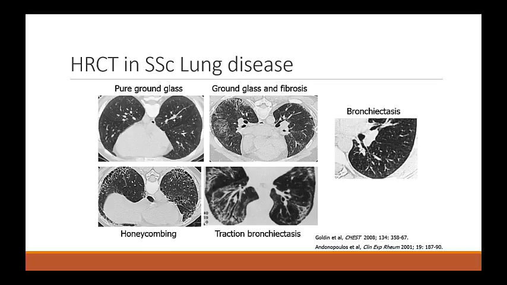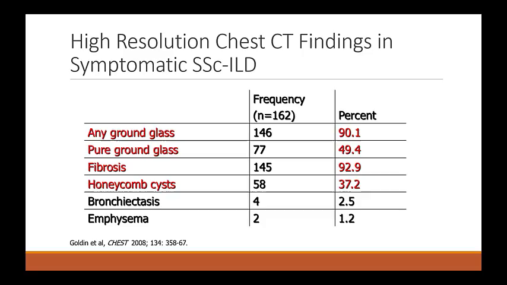These are some of the findings you can see on the high-risk CAT scan. Most of the time you're going to see either ground glass changes or fibrosis or a mix of both. You'll also find up to 40% of patients with some degree of honeycombing, and you can also develop bronchiectatic disease. This shows a distribution of findings on high-risk CAT scan in patients who have symptomatic ILD. The majority of patients will have fibrosis and ground glass, and a significant proportion will also have honeycombing.